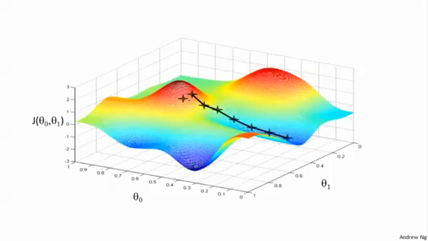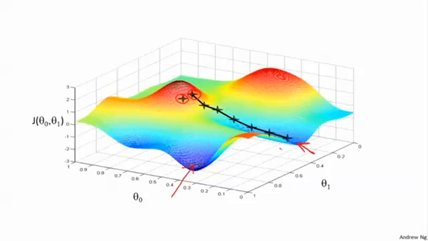And if you started just a couple steps to the right, gradient descent would have taken you to this second local optimum over on the right. So if you had started at this first point, you would have wound up at this local optimum. But if you started in a slightly different location, you would have wound up at a very different local optimum.